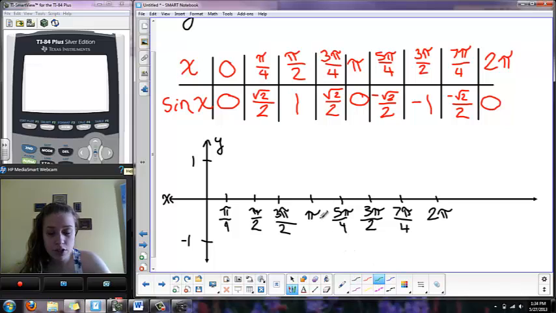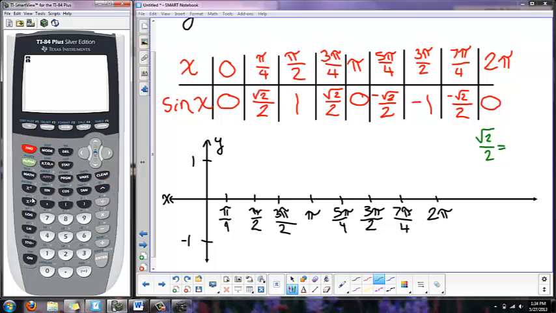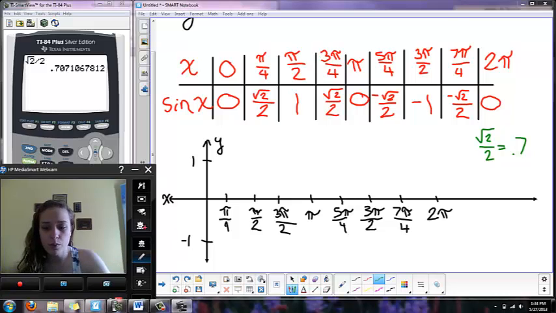Now, before we start out, let's just get an idea of what the decimal of radical 2/2 is so that we have a better idea of what we're graphing. So on my calculator, radical 2 divided by 2, that's about 0.7. Alright, so that'll give me a better idea of what I'm graphing. Alright, so let's make this graph blue.